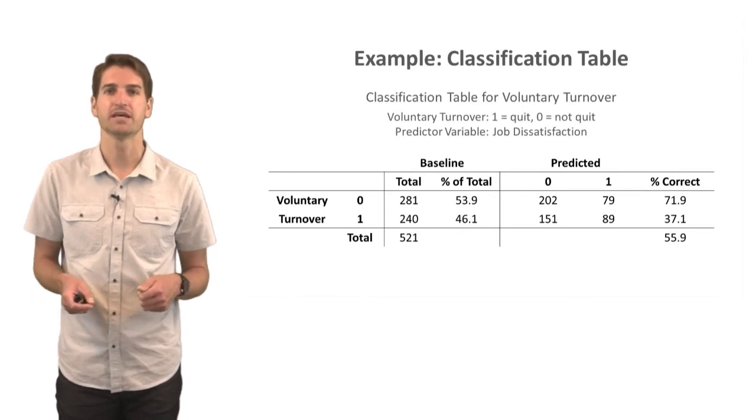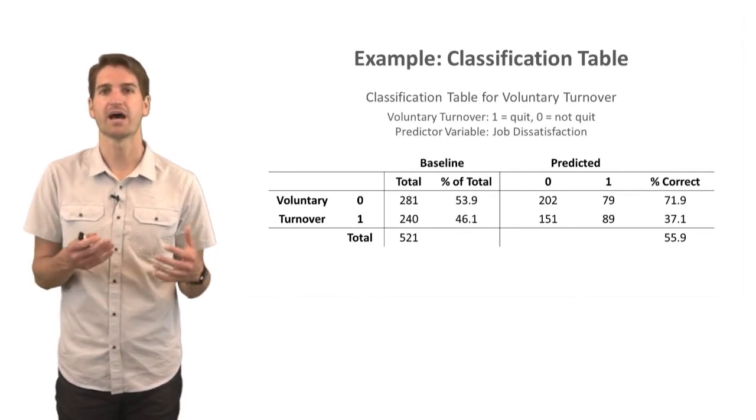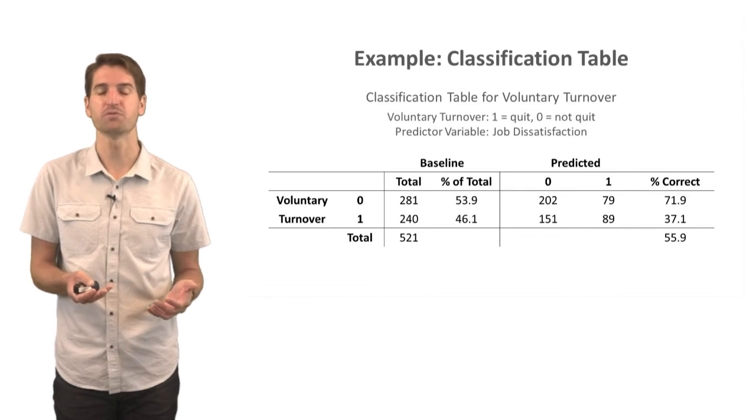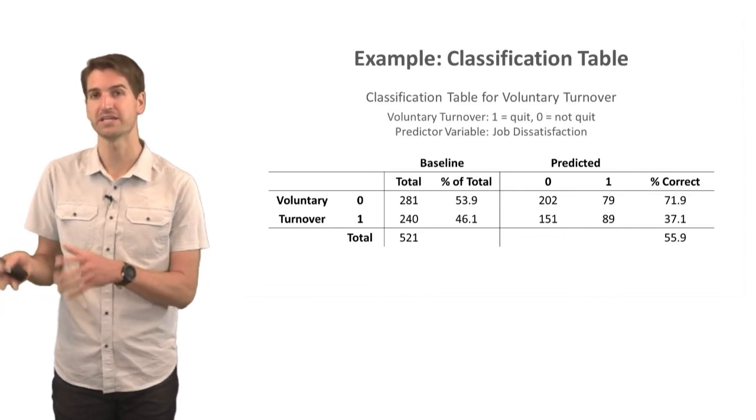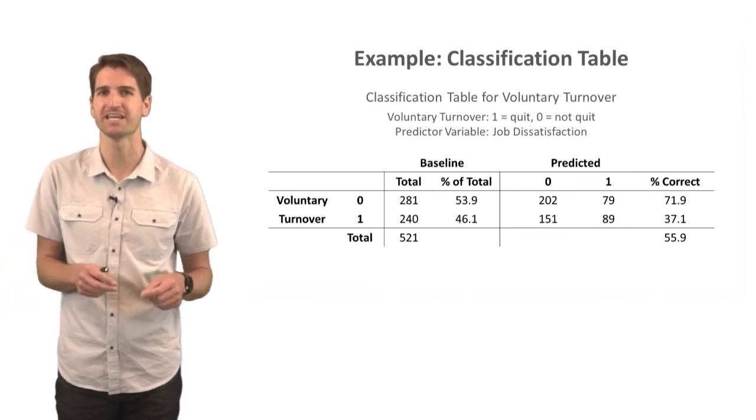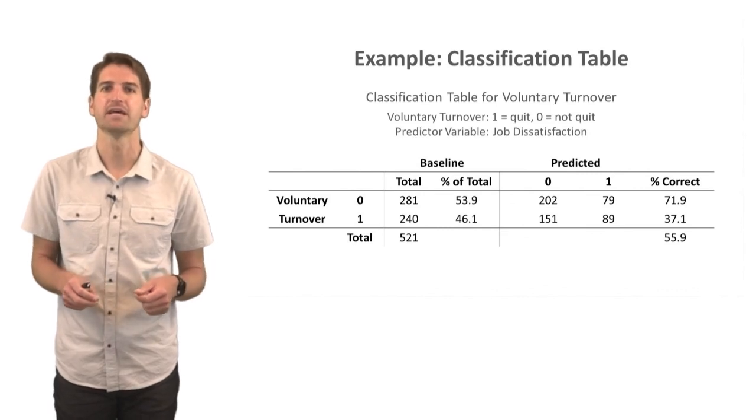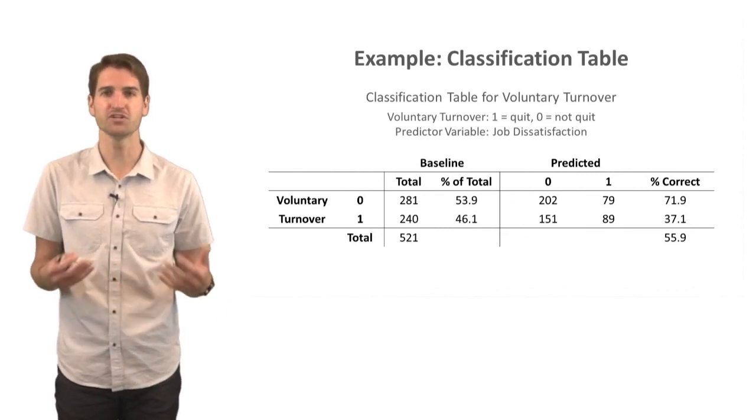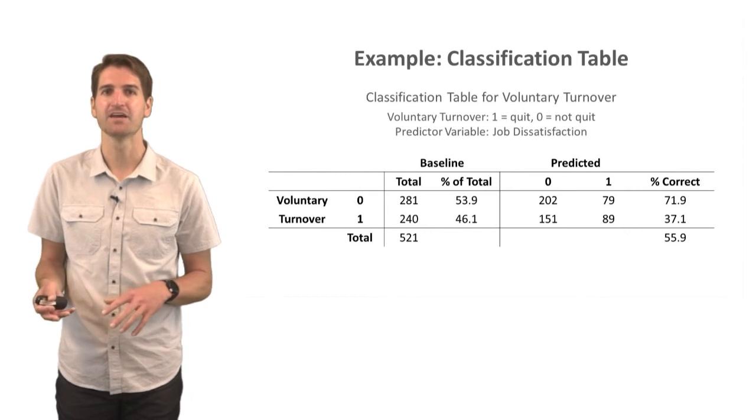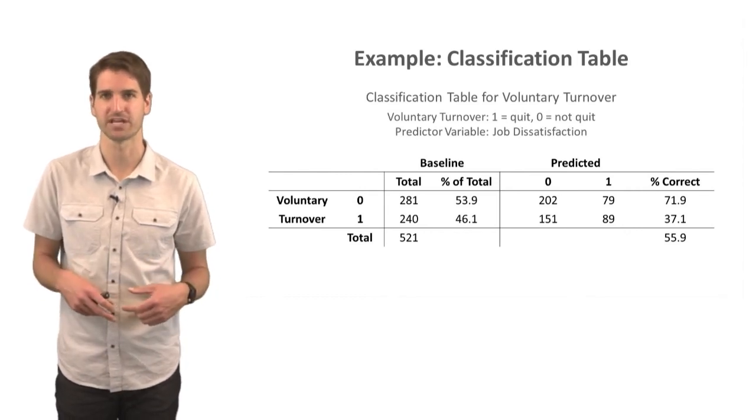You see in the off diagonals, these are the errors in prediction we made. In the upper right-hand quadrant, we have 79 people who we predicted would leave the organization based on the regression model, but they actually stayed. And then we have 151 people who we predicted would stay, but they actually left the organization.